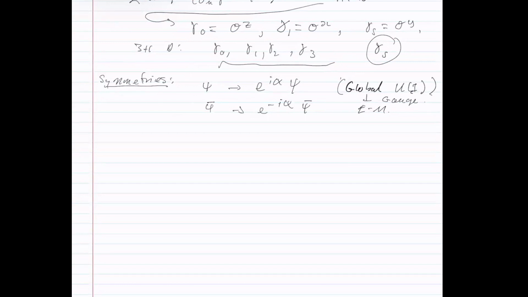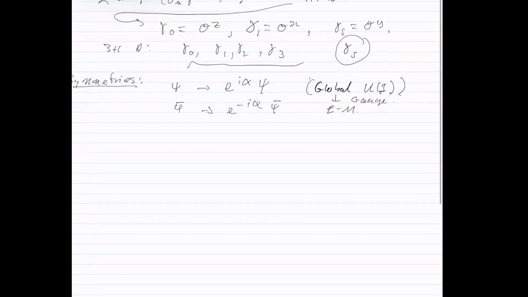And I should say, you guys have probably seen a little bit about the relationship between symmetries and conserved currents. And so this symmetry has an associated conserved current, which you can find using Noether's technique, which is just psi bar gamma mu psi. Okay, and this is the electromagnetic current.